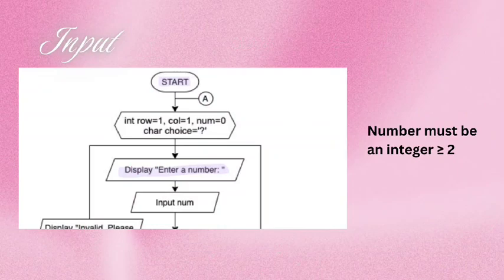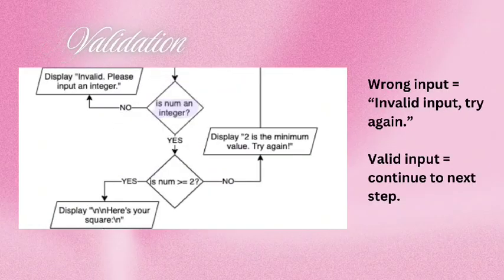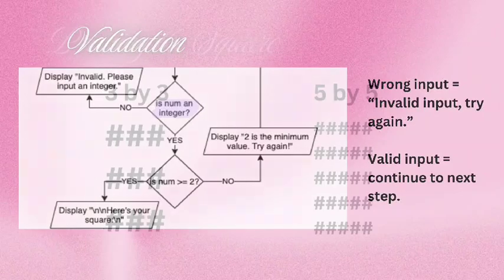The flowchart begins by asking the user to enter a number, but this number must follow two rules. It has to be a whole number and it must be at least 2. If the input is not valid, for example, if the user types a letter or a number smaller than 2, the program will display an error message and ask the user to try again. This checking continues until the user gives a valid number.